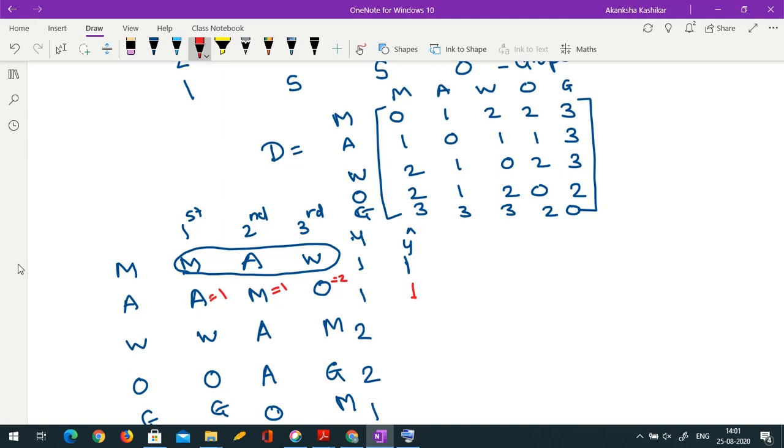Class of watermelon itself is 2, class of apple is 1 and class of mango is also 1. So the prediction is 1. Class of orange is 2, apple is 1 and grape is 1. So the prediction is 1. And class of grape is 1, orange 2, mango 1. So the prediction is 1.